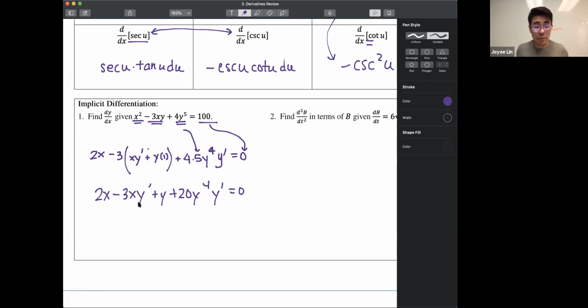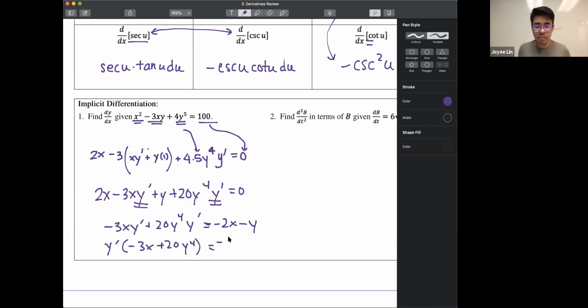We isolate all the y prime terms on the same side. So these two have the y prime terms, so we get negative 3x y prime plus 20 y to the 4th y prime, minus the other 2 over. So you get negative 2x minus y. Factor out that y prime. Right, and now we can just divide by that whole thing. So y prime is equal to negative 2x minus y over the thing that we just factored. Hope you can understand my chicken scratch. Any questions?